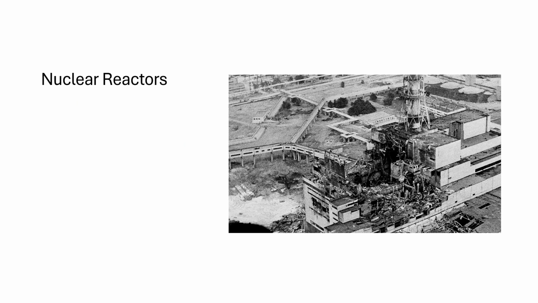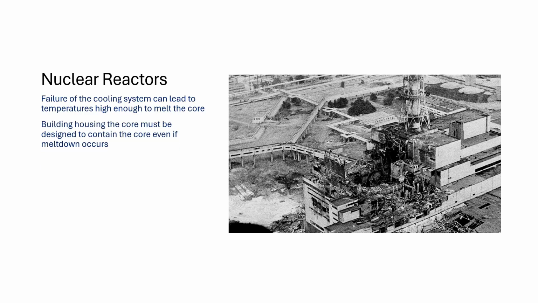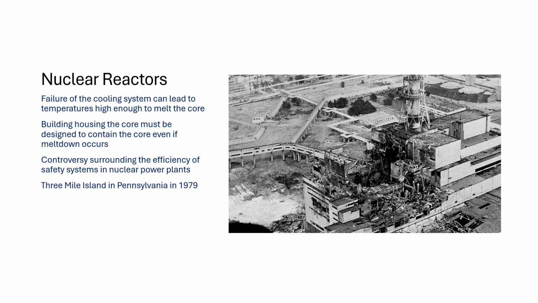Now the problem is that there is still controversy regarding nuclear reactors, because failure of the cooling system can lead to temperatures high enough to actually melt the core. What they're trying to do is build housing designed to contain the core even if meltdown occurs. There is controversy surrounding the efficiency of safety systems in nuclear power plants, particularly what happened at Three Mile Island in Pennsylvania and in Chernobyl, Ukraine in 1986. So pictured is Chernobyl.